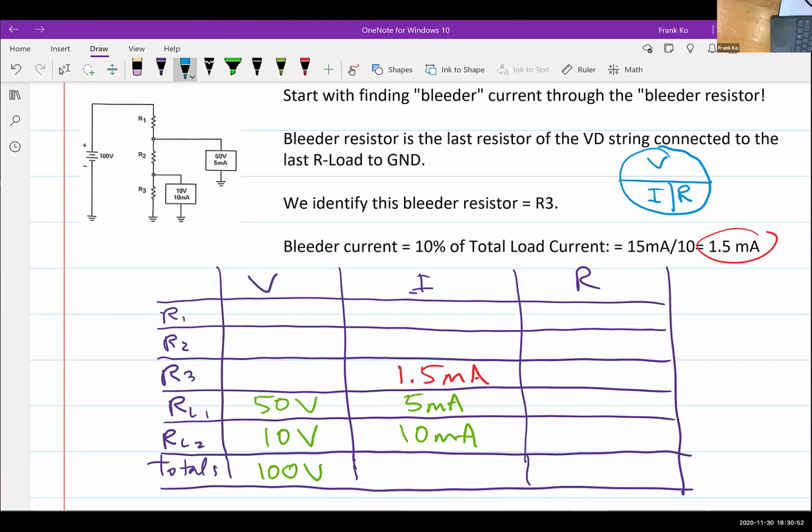Okay, so where do I start? How do I approach this? I have 5 givens and I just determined the bleeder current. What am I going to do with this? Figure out the rest of the currents.